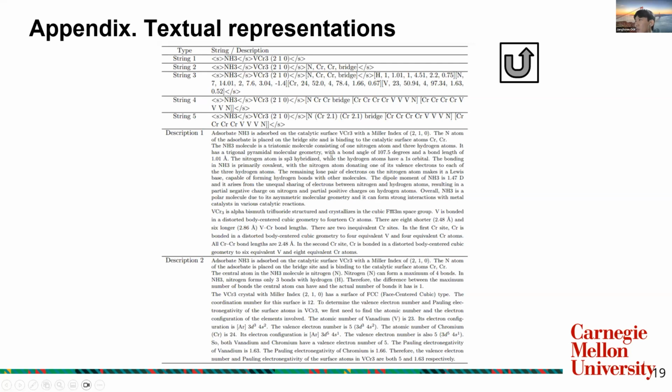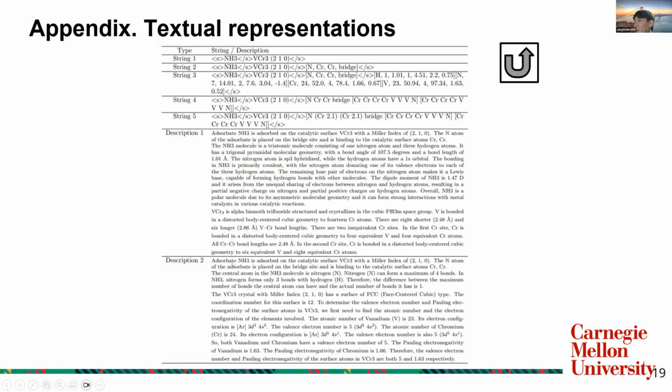Like the bond angle is about 107.5 degrees and its bond length is 1.01 Angstrom, something like this. So we can gain the basic information about this molecule, and we also can obtain the basic information about this catalyst material by using RoboCrystallographer. It can generate a description regarding the structure.